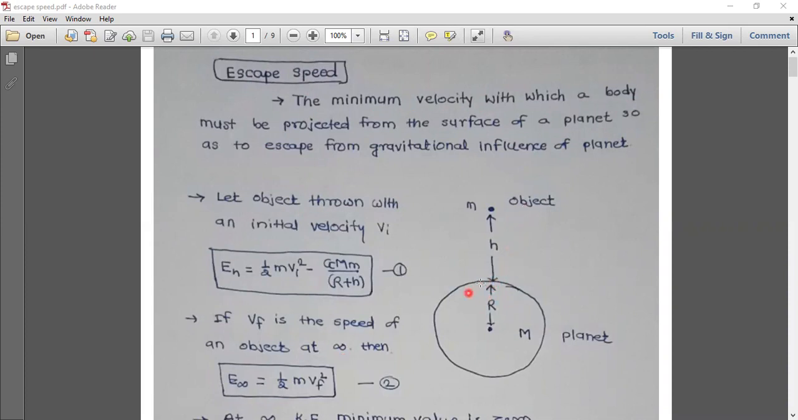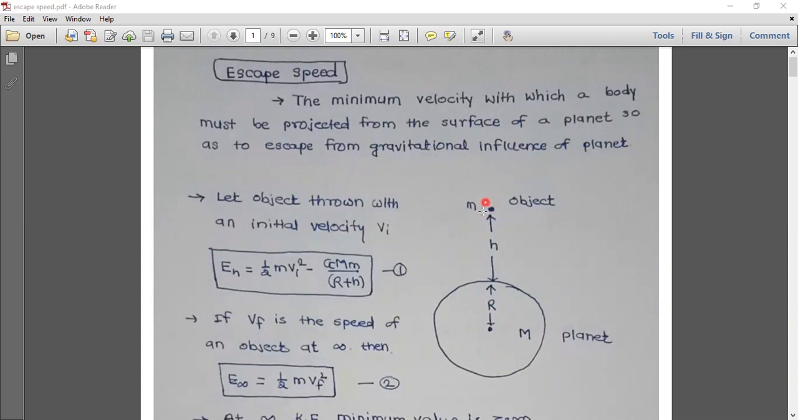See here, this is a planet whose mass is capital M and radius is R, and the object is here whose mass is small m at height h from the surface of the planet. Okay. Now let the object be thrown with an initial velocity vi. From here we have thrown one object with initial velocity vi.